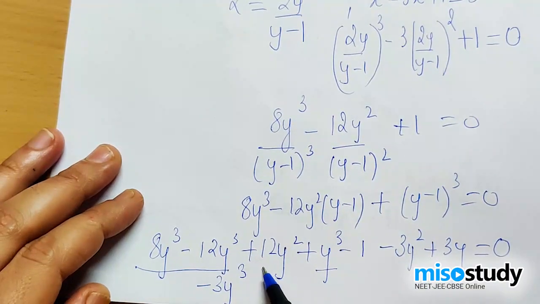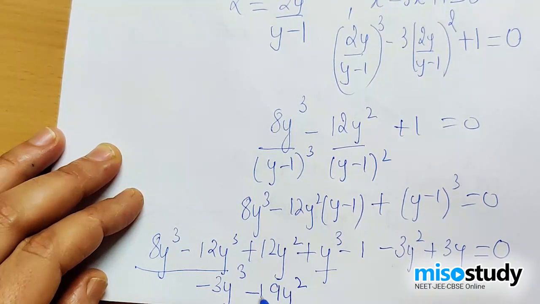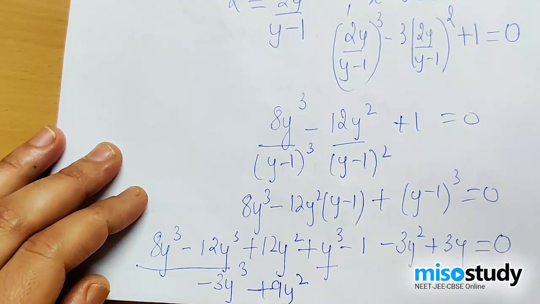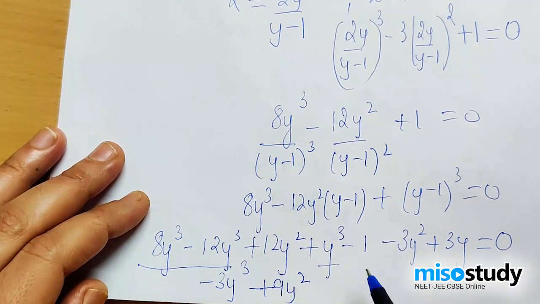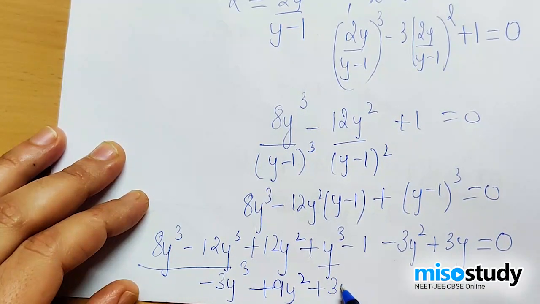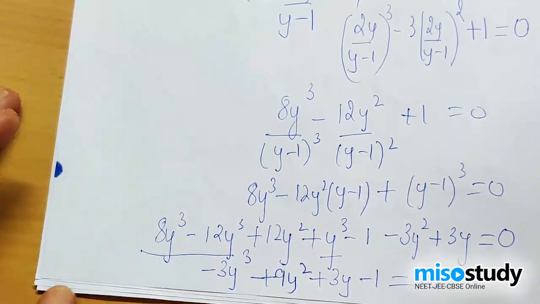Okay. Then I'll have 12y square and minus 3y square minus 9y square plus 9y square, I'm sorry. Okay. And then I have 9y square, any term containing as 3y minus 1 is equal to 0. So this is my cubic. The first part is done.